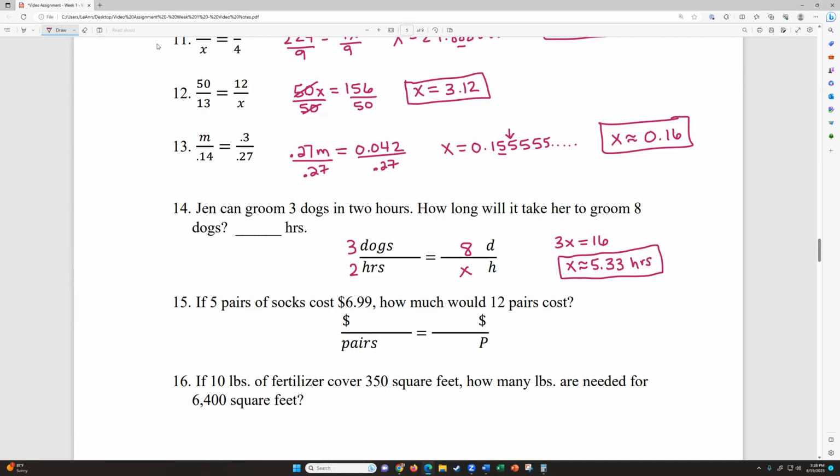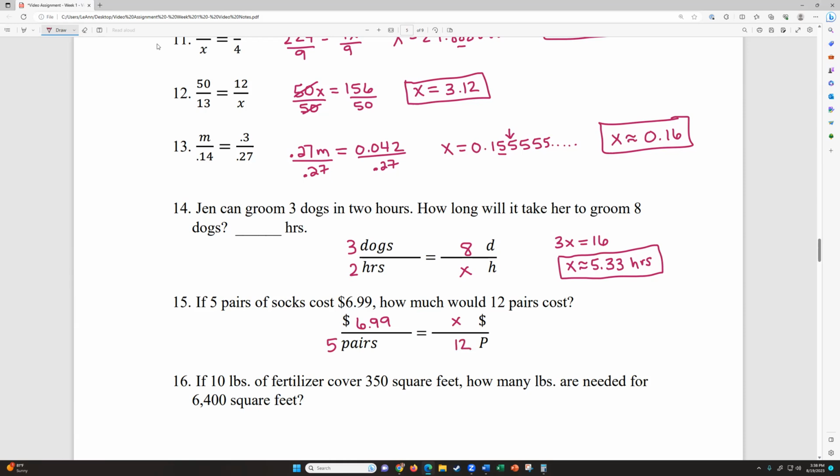So we have 5 pairs of socks cost $6.99. So $6.99 for 5 pairs. That's a relationship tied together. How much would it cost for 12 pairs? So we don't know the money, and we need to do 12 pairs that we're going to buy.